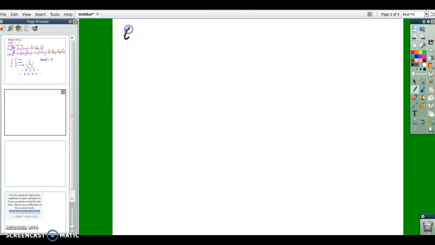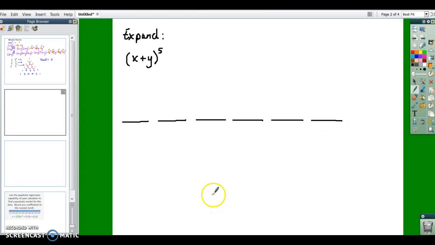If I was expanding x plus y to the 5th, okay, the first thing I'm going to say is, if the exponent is 5, I have one more term than that. That means I have 6 terms. So what I like to do is draw that out. 1, 2, 3, 4, 5, 6. I think drawing it out like this just makes it easier to kind of follow along.